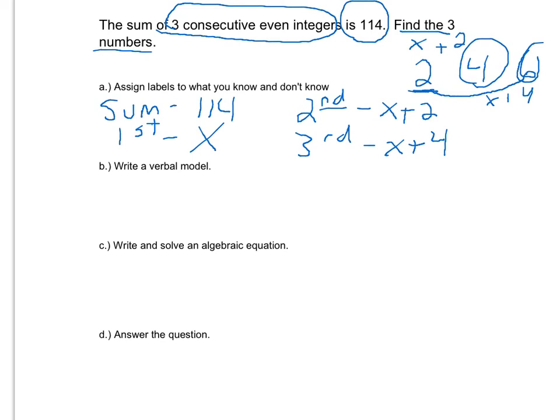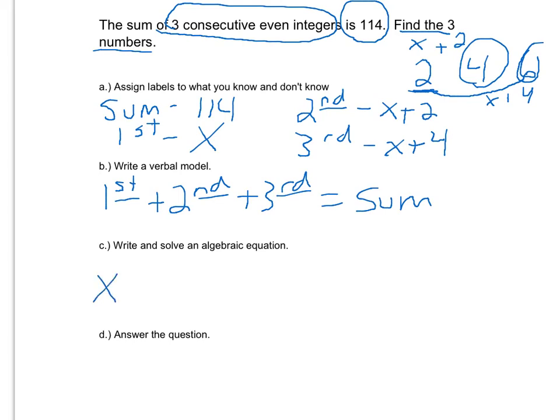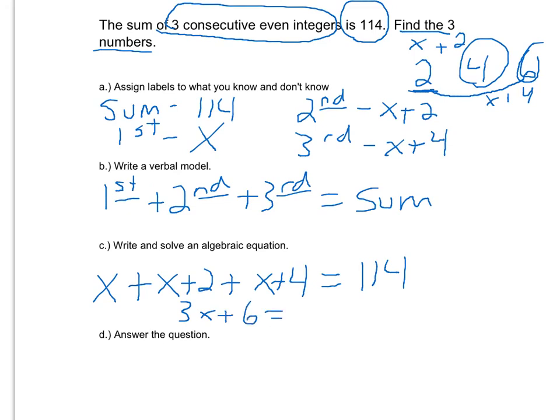Okay, so verbal model. Well, verbal model is easy for this one. My first number plus my second number plus my third number has to equal the sum of all the numbers. Now let's plug in our labels for these. First number was x, plus the second number was x plus 2, plus the third number was x plus 4, and that's got to equal my sum, which was 114. Let's combine our like terms. I got an x plus an x plus an x, that's 3 x's, plus 2 plus 4 is 6, equals 114.